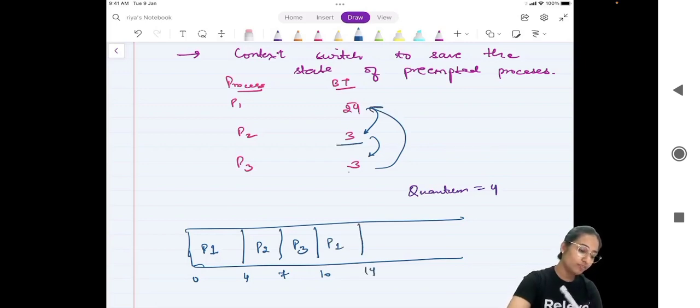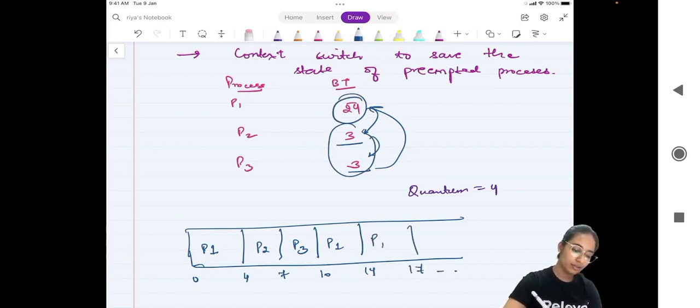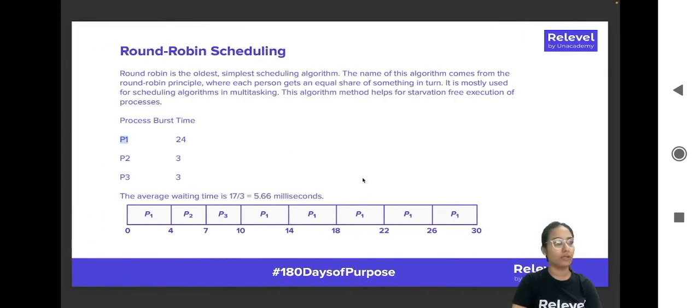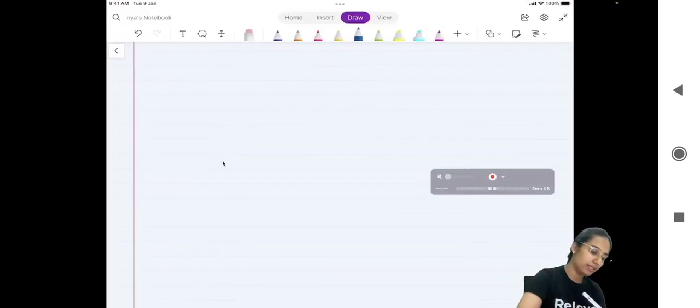And then none of the other processes are left, so P1 is the one which keeps getting the CPU again. Okay, and this is how it is basically working. So you are allocating the resources in a cyclic format over here. Okay, if you want to take another example, we can take that as well to understand this concept in detail.